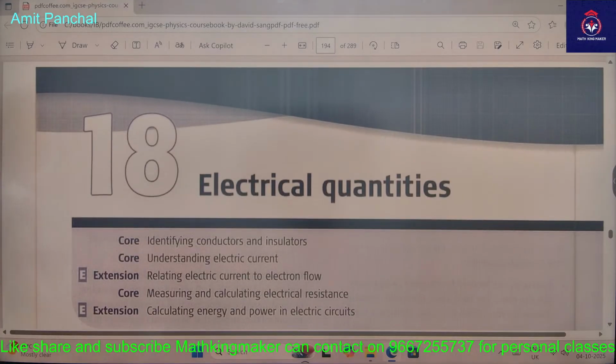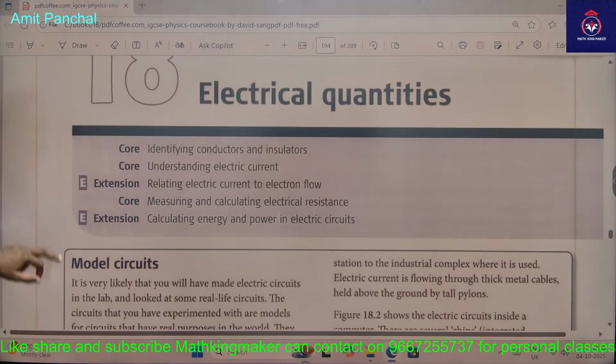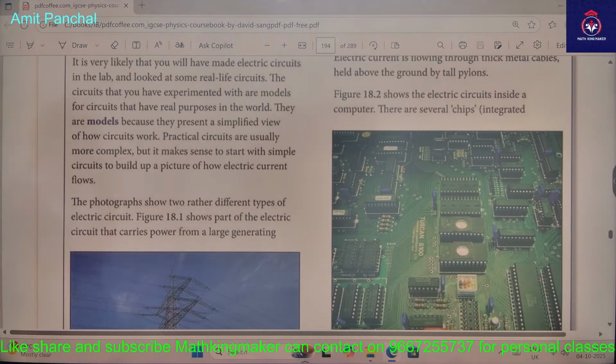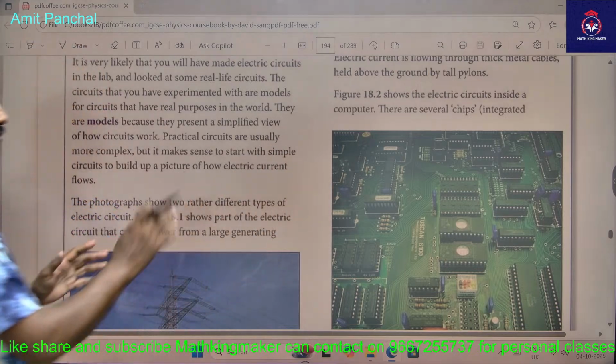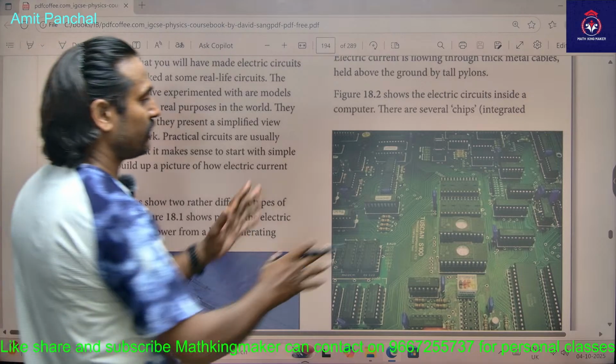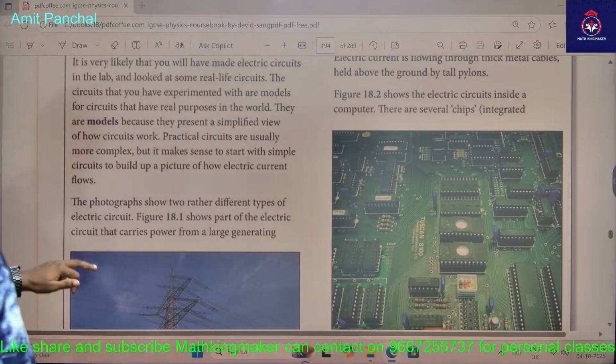Now the chapter is completed. Now it is electrical quantities. This is a model of a circuit. It has certain types of components, whatever components we studied in the previous chapter, that is electric circuits. Components we already studied. So an electric circuit is a combination of those components.